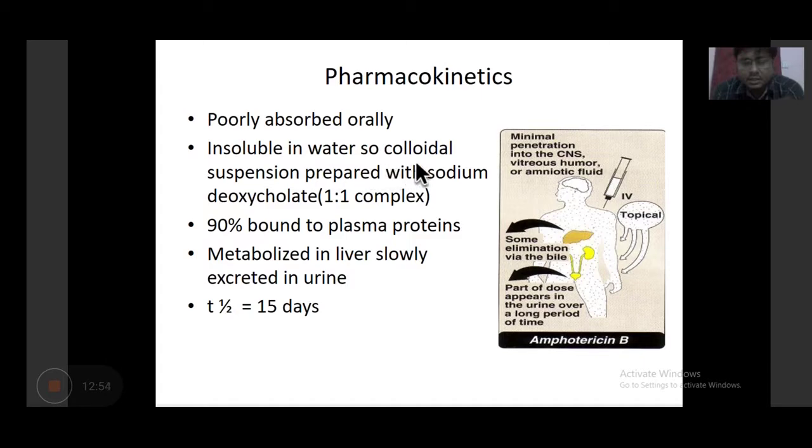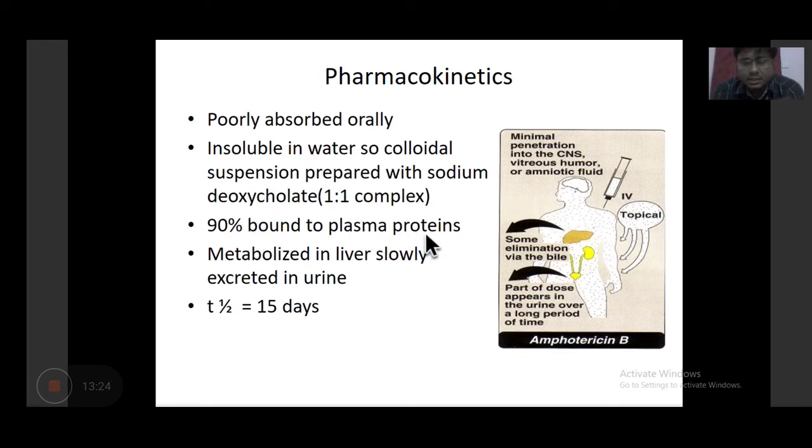It is insoluble in water, so a colloidal suspension is prepared with sodium deoxycholate. We'll see this also. Normally the conventional amphotericin is a colloidal suspension of sodium deoxycholate amphotericin in a 1:1 complex, because it is insoluble in water. To make it soluble and useful, we need to add this colloidal suspension of sodium deoxycholate.